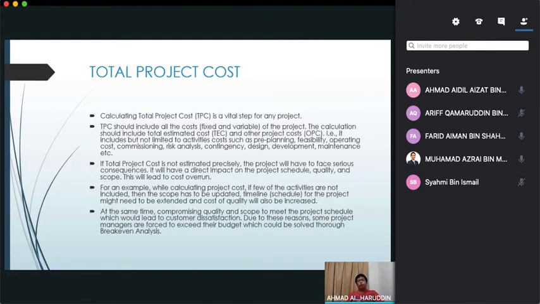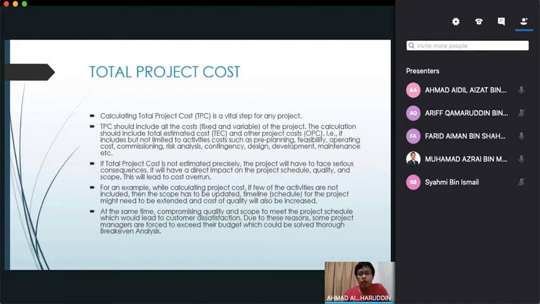Next is the total project cost. Total project cost is a vital step for any project, which should include the cost, fixed or variable cost of the project. The calculation should include the total estimated cost (TEC) and other project costs or PC.